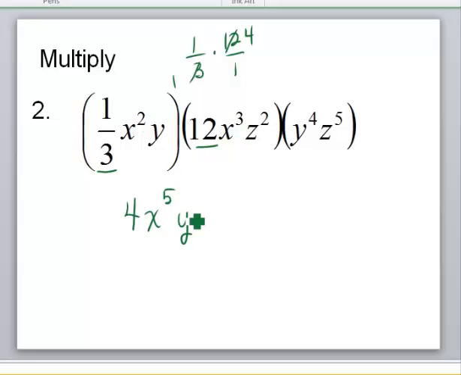Then I have y to the first times y to the fourth. So 1 plus 4 is 5. And then z, I've got z to the second times z to the fifth. 2 plus 5 is 7. My answer is 4x to the fifth, y to the seventh.